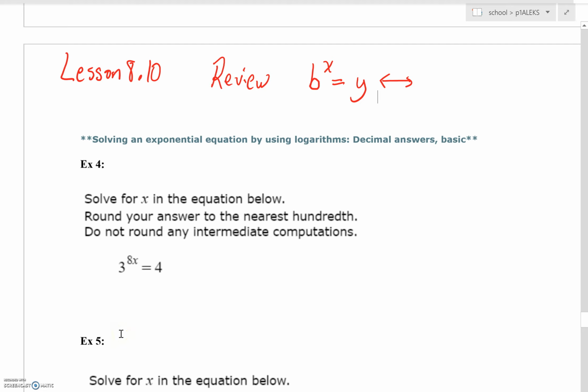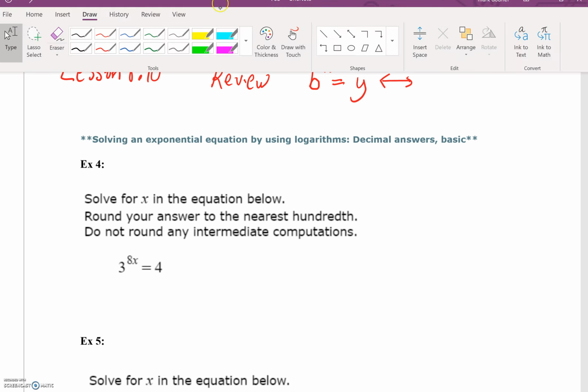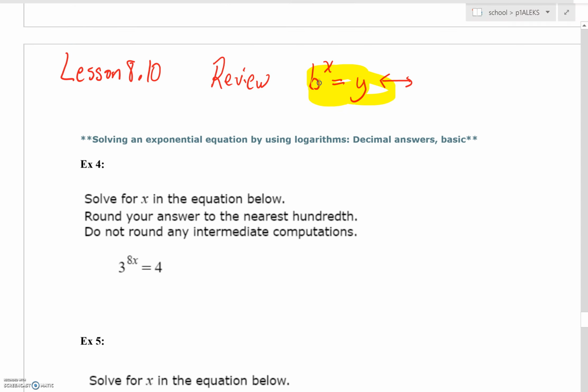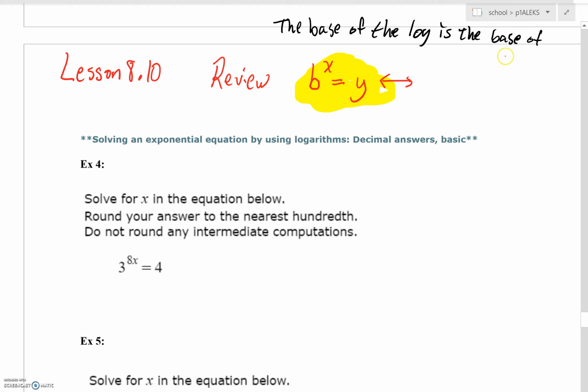Algebra 2, Lesson 8.10. We'd like to review a very important concept that we saw at the very start of this unit. And that is, if you're given this exponential equation, b to the x equals y, that's actually equivalent to a logarithmic equation. You might remember the base of the log is the base of the exponent. And that can help you out so much in terms of knowing how to convert from this one to the other.